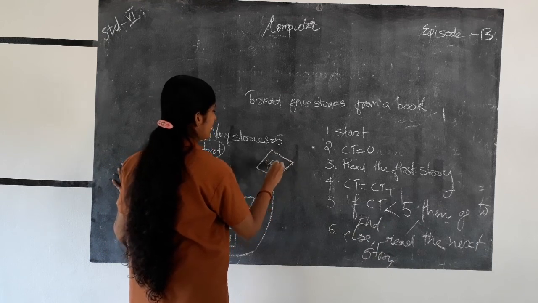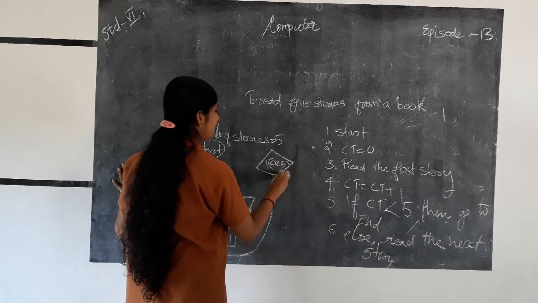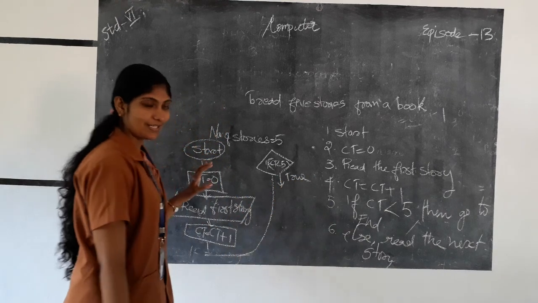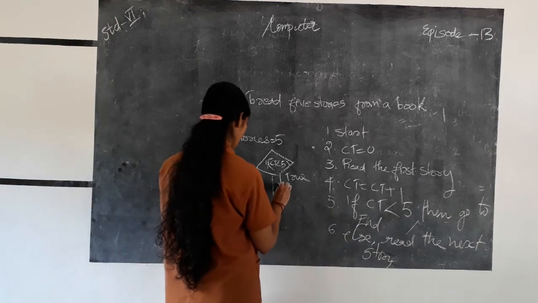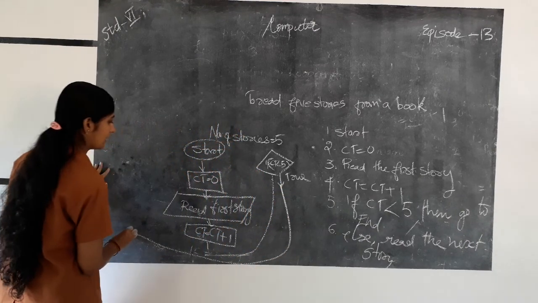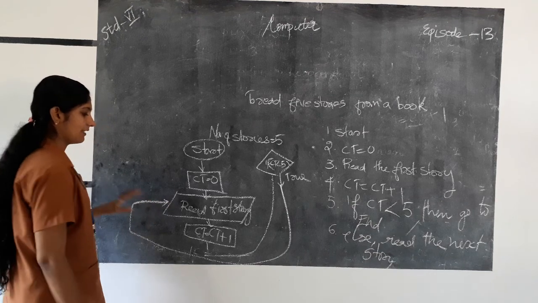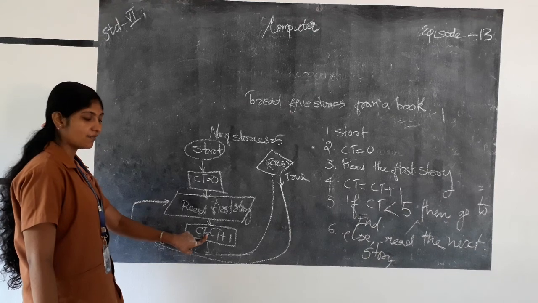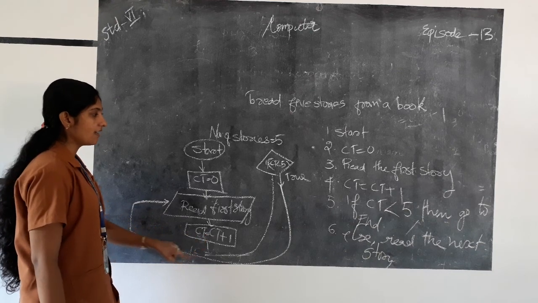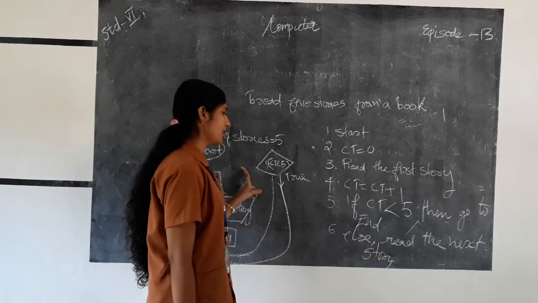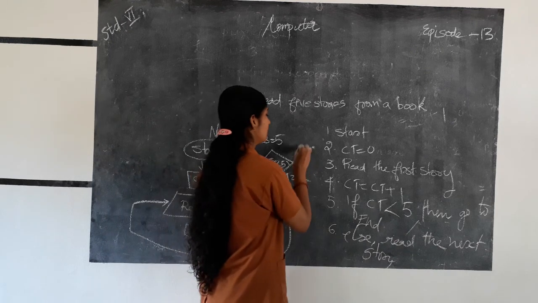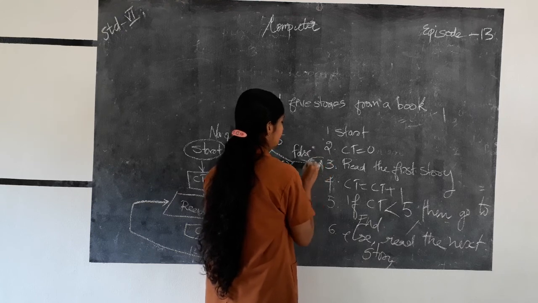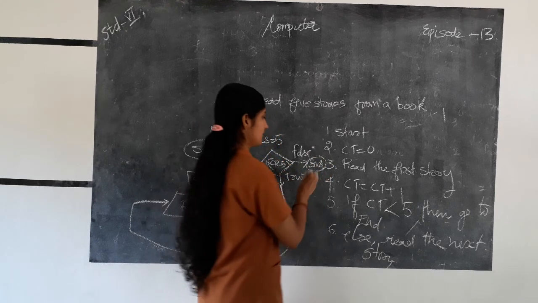If CT is less than 5 and the condition is true, then go to reading the next story. Then also after reading the next story, the counter value becomes incremented by 1. Then next, checking the condition. Then if it is false, then go to the end statement or false step.